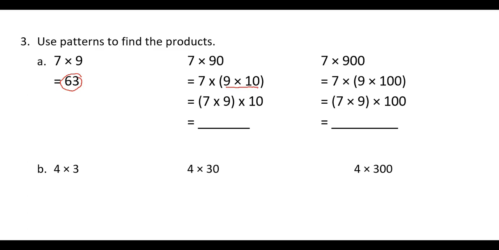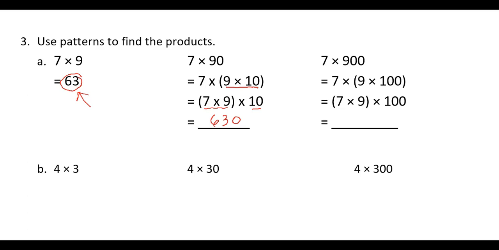I can then use my associative property where I'm changing the order in which I'm multiplying things. I can take 7 times 9 and get 63. We determined that from the first part, and then take that times 10, which would be 630. Multiplying by 10 moves the digits to the left one place value. So 7 times 90 is 630.